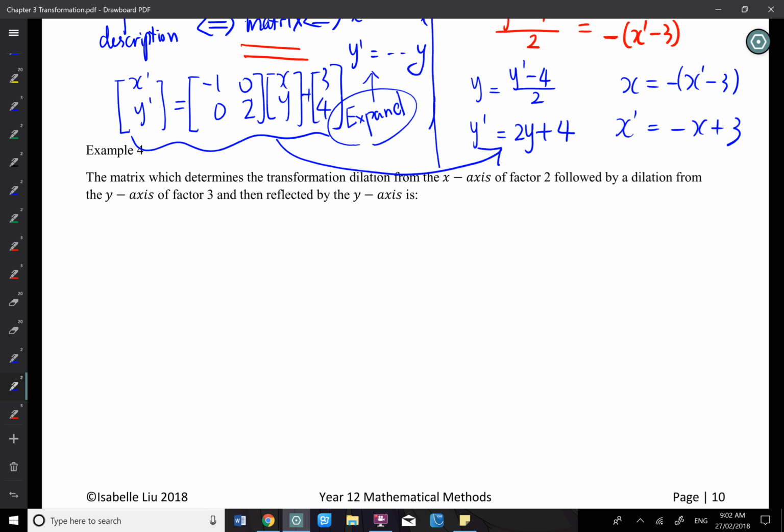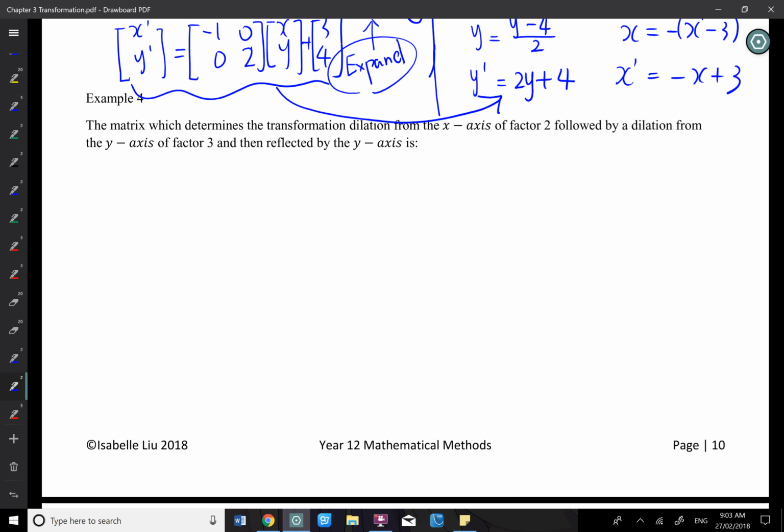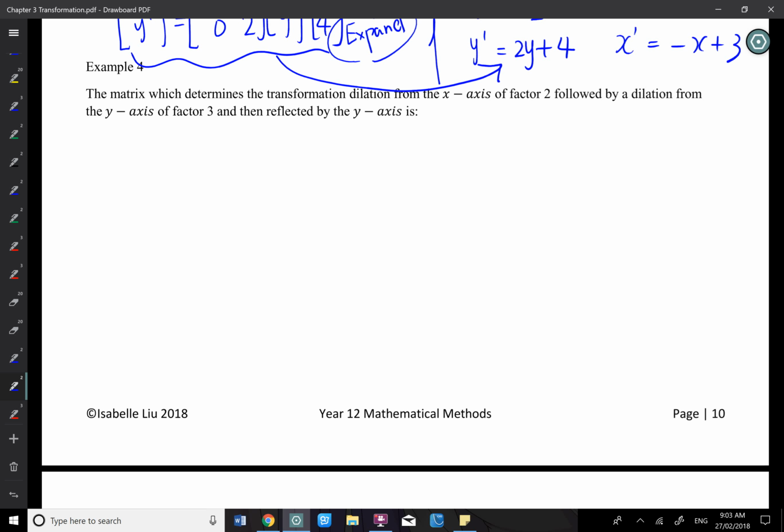That's example 3. Okay, next one's example 4. Example 4: the matrix which determines the transformation dilation from the x-axis of a factor of 2, followed by a dilation from the y-axis of factor 3, and then reflect by the y-axis, is given by. Okay, I want to determine one matrix for three things happening in this order.